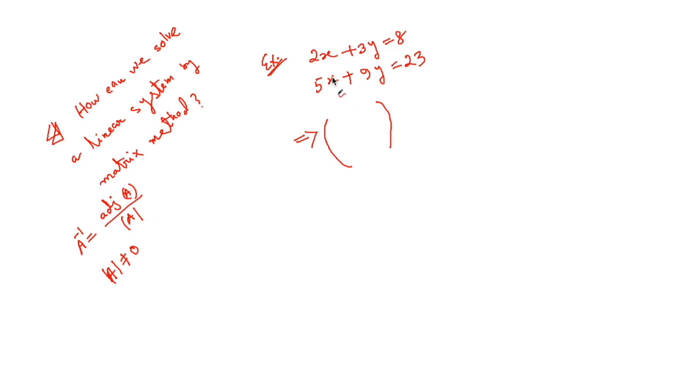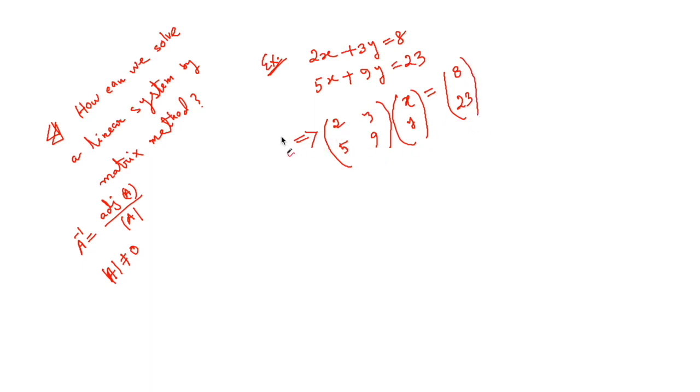Matrix form means you need to first write the coefficient matrix, coefficient of x 2, 5 and coefficient of y 3, 9. This is the coefficient matrix, and you need to put x, y in a column. Then this equals 8, 23. This is also a column matrix.